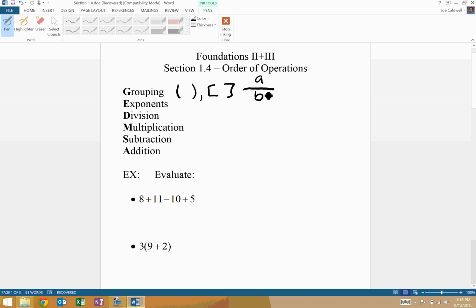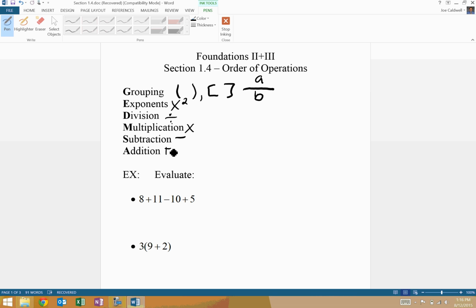So next, you should solve anything inside parentheses, brackets, and fractions first. Try to simplify those things first. Next, you should solve and simplify exponents. So if you see 2 squared, you should turn that into 4. And then you have division, of course, multiplication, subtraction, and then addition. So if you see division and multiplication, you should do that before you do subtraction and addition.